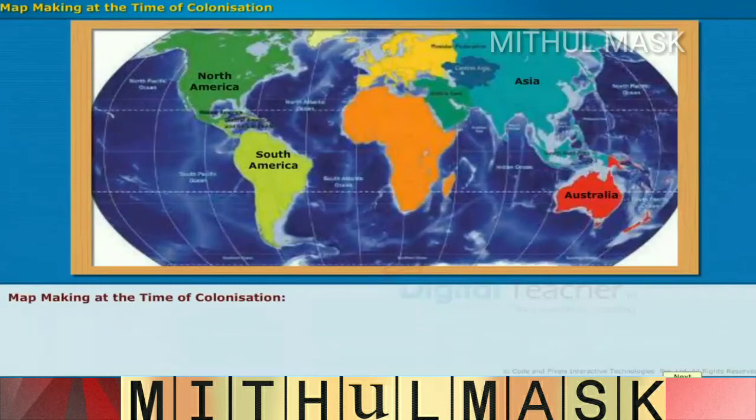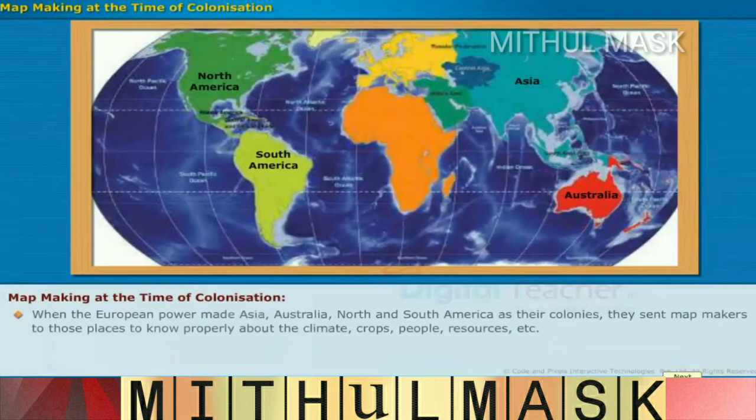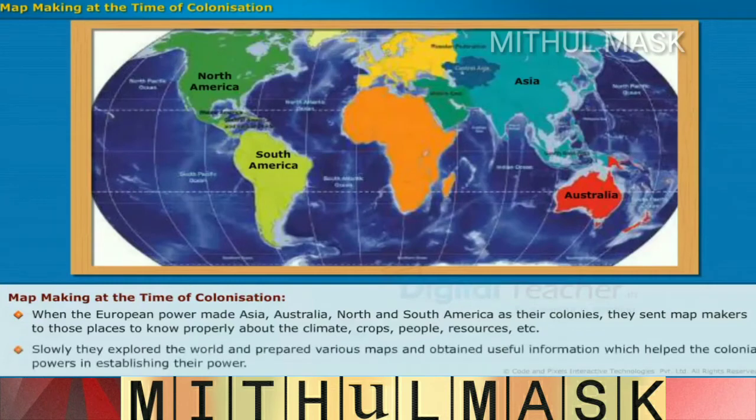Now, let us look at the topic of map making at the time of colonization. When the European powers made Asia, Australia, North and South America their colonies, they sent map makers to those places to know properly about the climate, crops, people, resources, etc. Slowly, they explored the world, prepared various maps and obtained useful information, which helped the colonial powers in establishing their power.